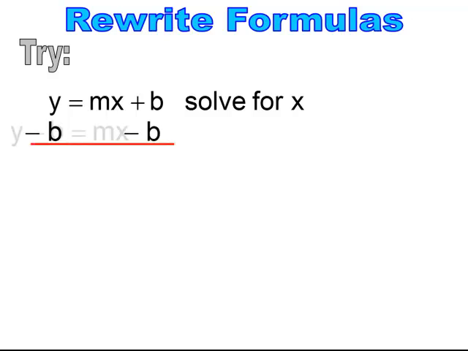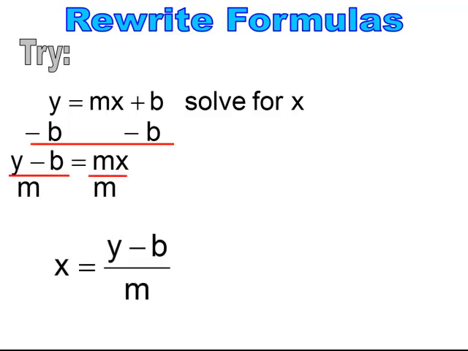So again, you're subtracting b here. We're going to divide through by m. My new formula for x would equal y minus b all over m.